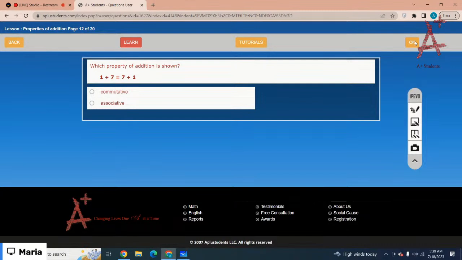Which property of addition is shown? 1 plus 7 equals 7 plus 1. That would be the commutative property. Got it? On both sides, two numbers are involved. So when you add them, they have the same answer. 1 plus 7 equals 7 plus 1. So that would be the commutative property.